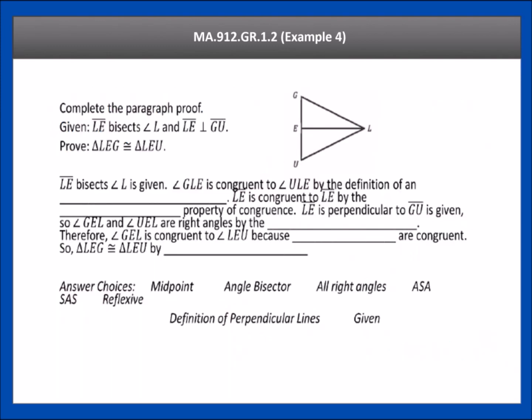All right, so for the fourth and last example of this topic, we're going to try to prove this here. We're going to say that LE bisects angle L, and this is angle L. We're not trying to prove that. They give us that. So because that's given, what does it mean to bisect? If EL bisects this angle L, that means this angle has to be the same on either side. So we can see that GLE is congruent to ELU, or ULE, same thing. And this is by definition. That's what it means to bisect, right? So it's the definition of an angle bisector.